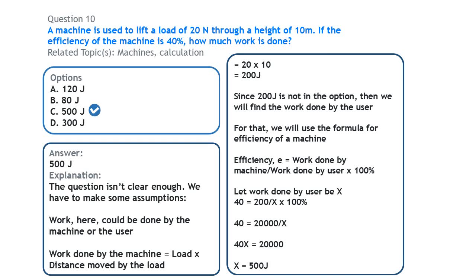Now from here we can cross multiply, so we get 40X equal to 20,000. Then to get the value of X, we divide both sides by 40. So we have X equal to 500 joules, and that's what we have. So we have 500 joules in the option.